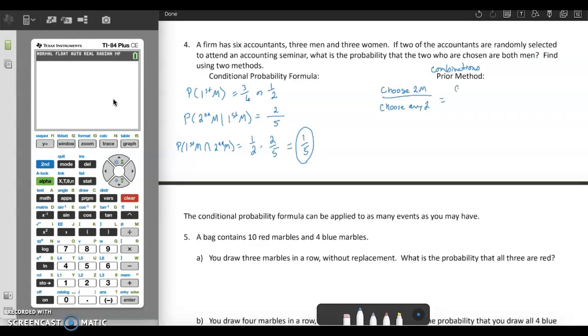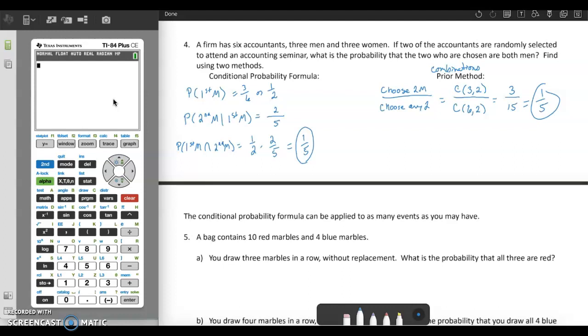So on the top, we could do a combination of, there are 3 men and we want to choose 2 of them. So a combination of 3 choose 2 out of a combination of 6 choose 2, since that's the total amount. If you do 3 choose 2 in your calculator, you should get 3. And 6 choose 2 comes out as 15. So this reduces to 1/5 and we get to the exact same answer.